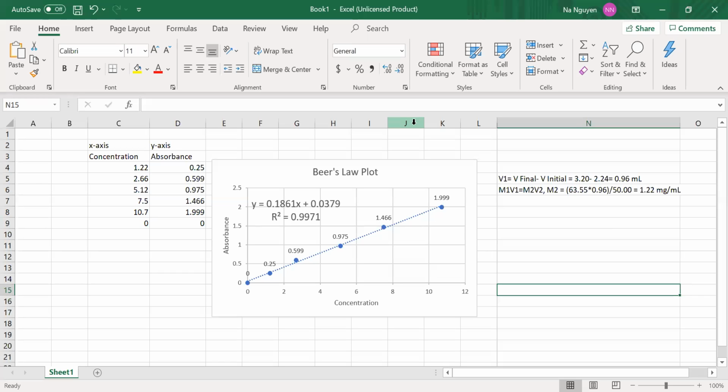And then for site B, we're going to do the same thing. We're going to plug in for the y the absorbance of site B, which is 0.247, and then we're going to solve for x, which is the concentration of site B. So after the calculation, we got the concentration of site B is 1.124 milligram over milliliter.